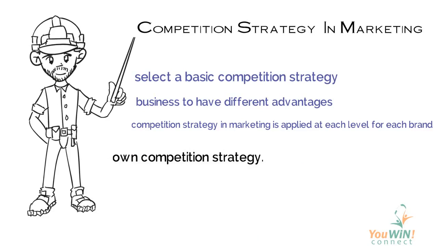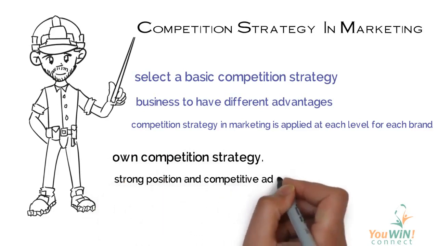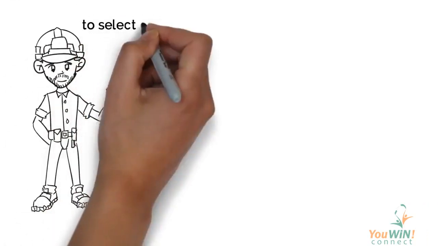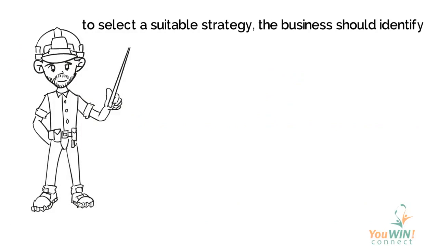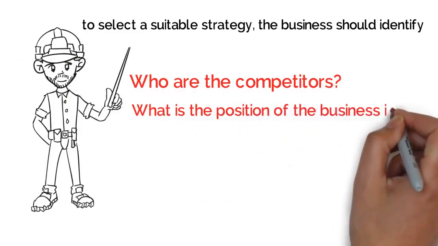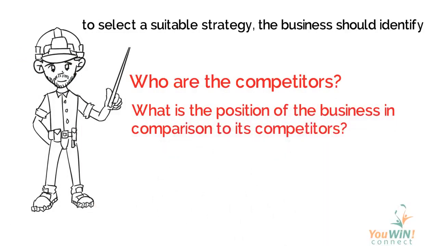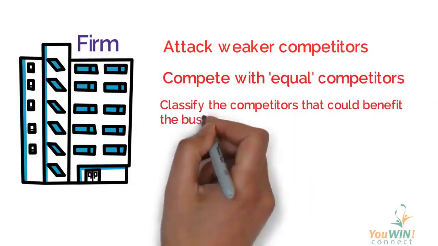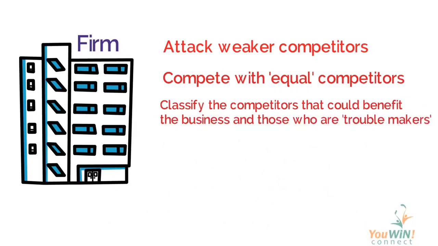Selecting a suitable competition strategy will create a strong position and competitive advantage for a business in competing with its competitors. However, to select a suitable strategy, the business should identify the following. One, who are the competitors? Secondly, what is the position of the business in comparison to its competitors? The identification of competitors has already been discussed in the previous session. Normally, the firm will, one, attack weaker competitors, two, compete with equal competitors, or classify the competitors that could benefit the business and those who are troublemakers.